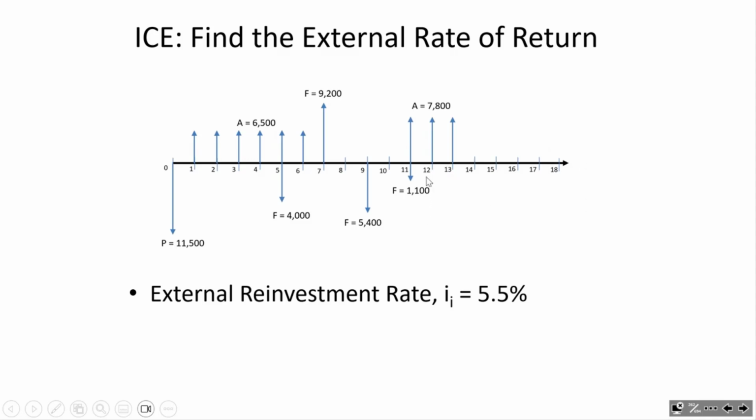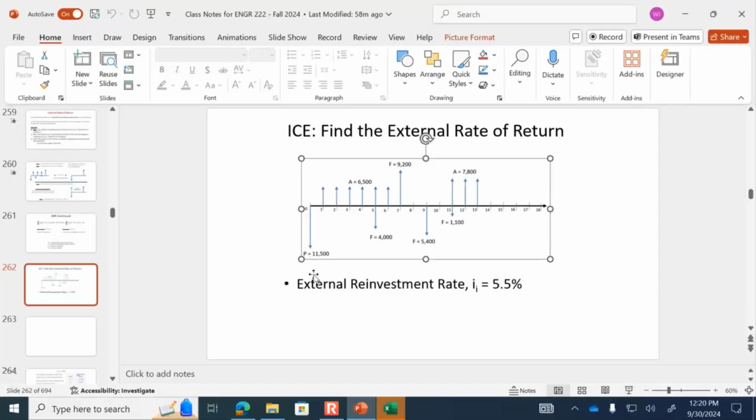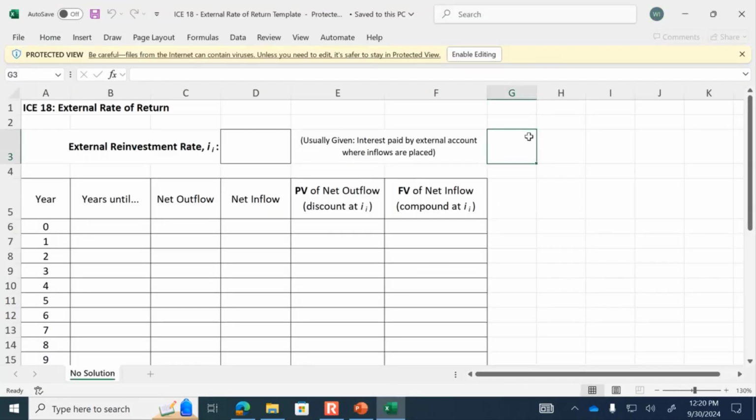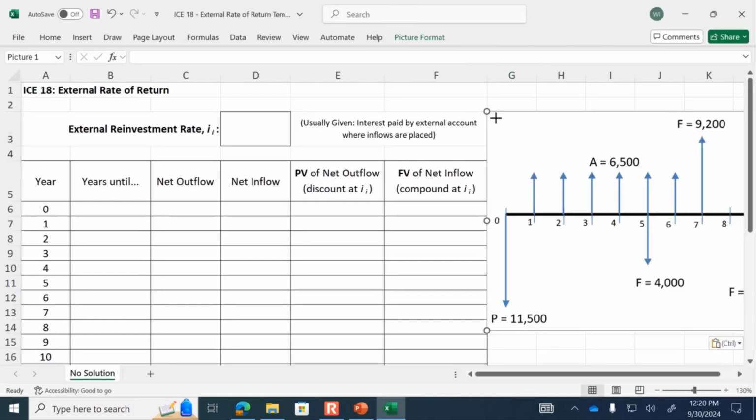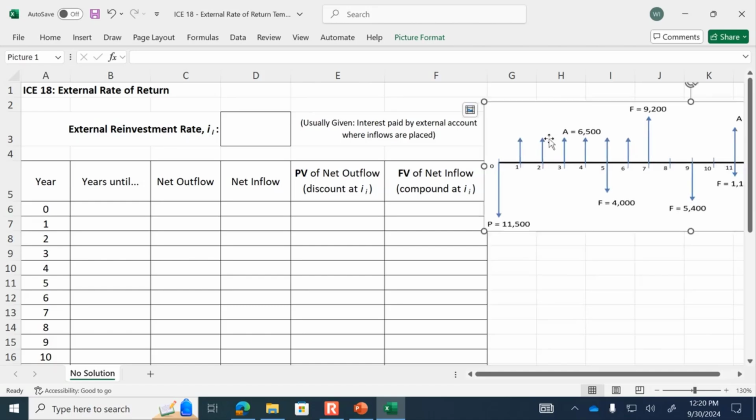Then the other thing to remind you of is, in a year where there's both inflows and outflows, find the net difference. And so if we look at the structure of this spreadsheet, I've set that up to kind of encourage you to follow the right process. So here's the cash flow diagram.